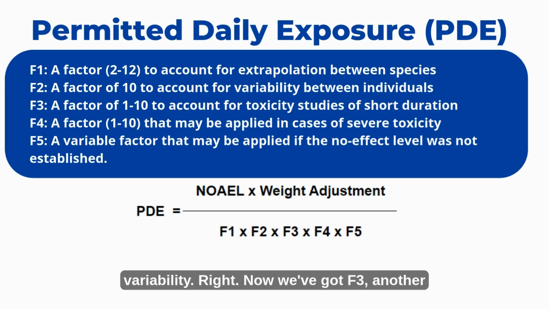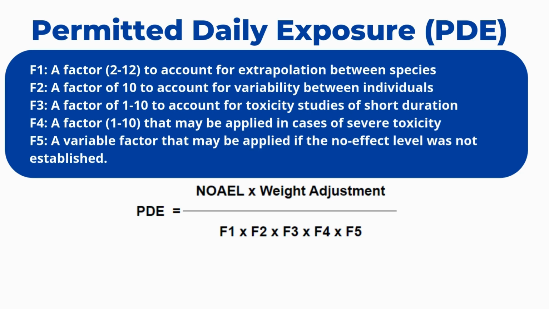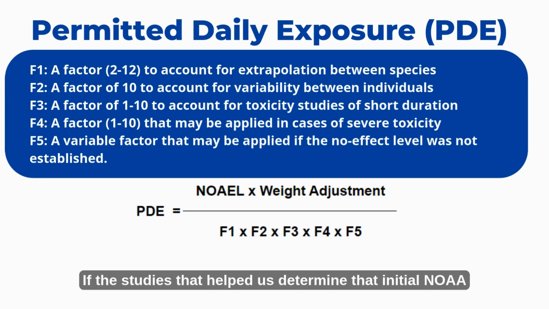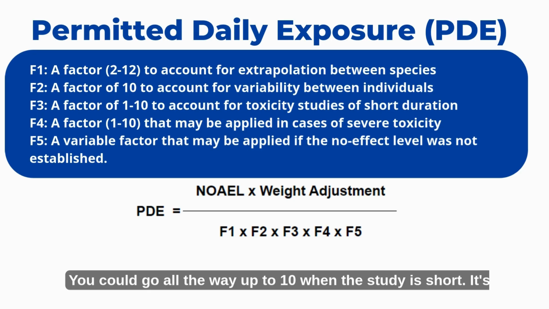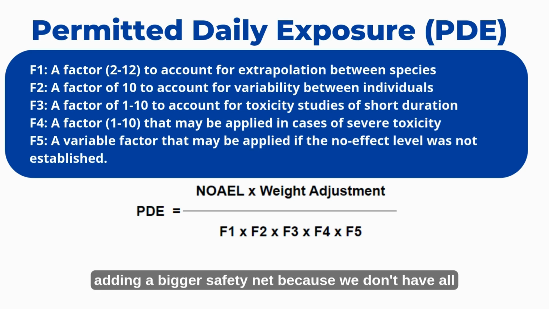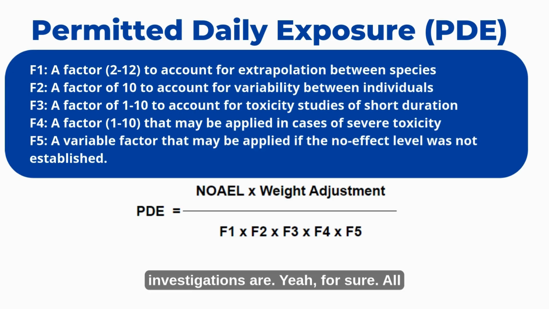Now we've got F3, another range from 1 to 10. This time it's for study duration. What does the length of a research study have to do with safety? Well, think about it this way. If the studies that helped us determine that initial NOAEL were shorter than the potential time someone might be exposed, we don't know as much about long-term effects. So F3 increases. You could go all the way up to 10 when the study is short. It's like adding a bigger safety net because we don't have all the long-term data. Longer studies, smaller F3. Makes sense. Exactly. It shows how important those thorough investigations are.